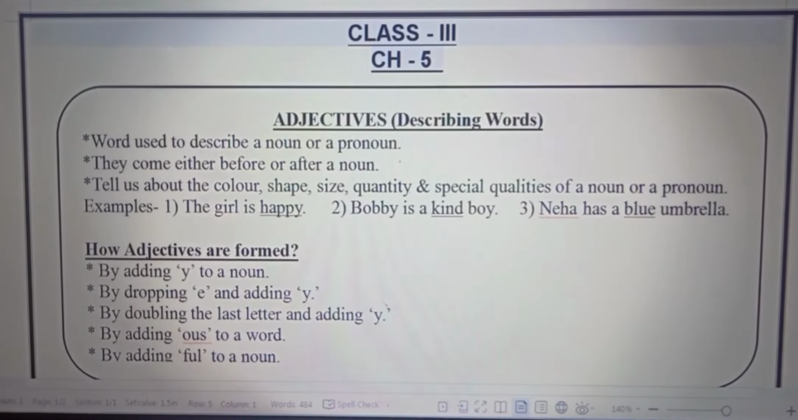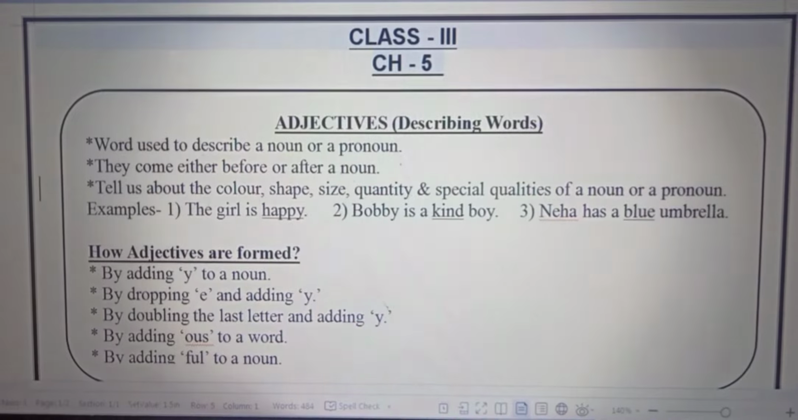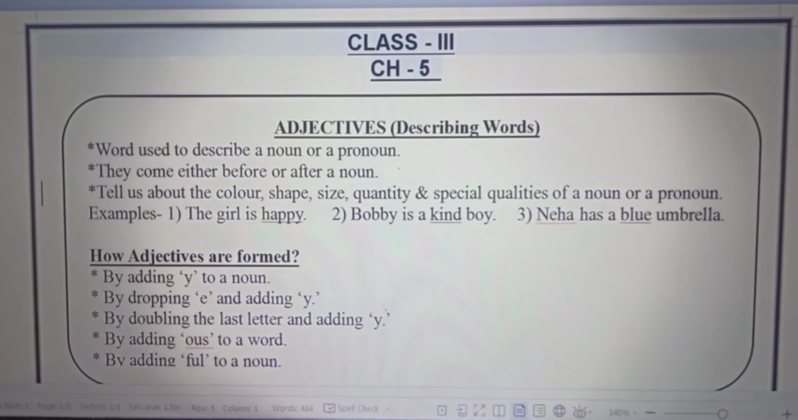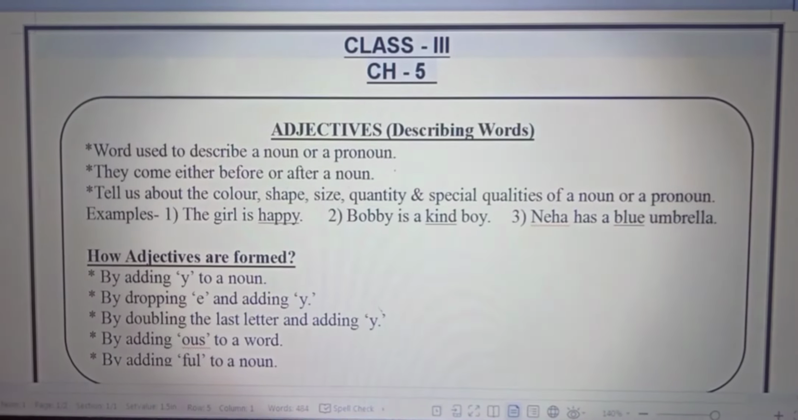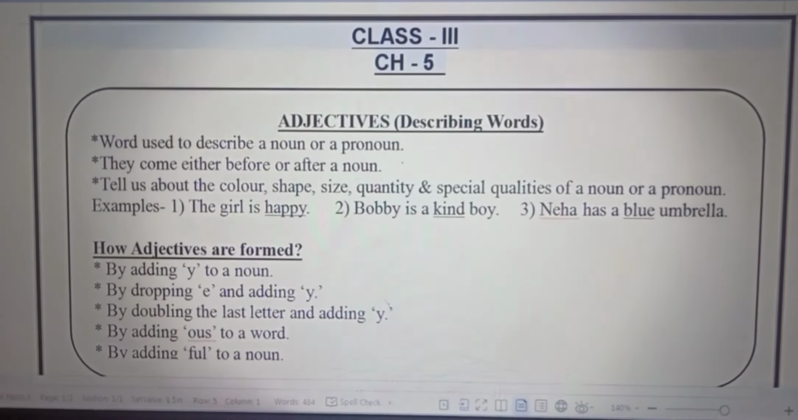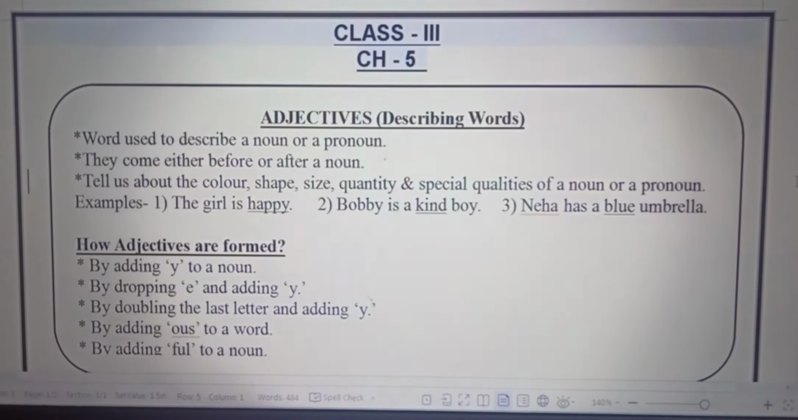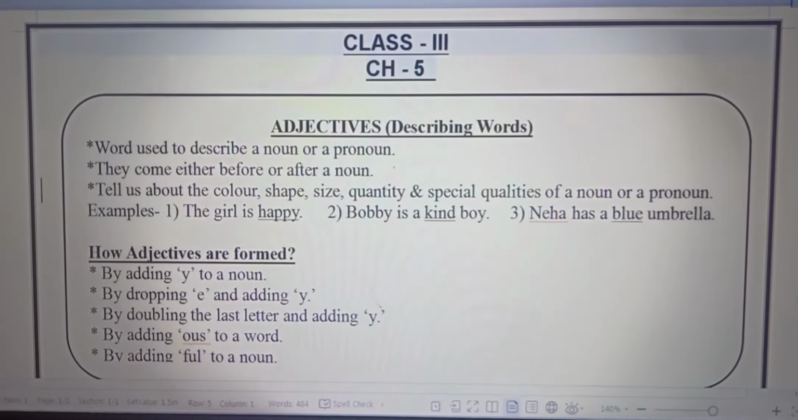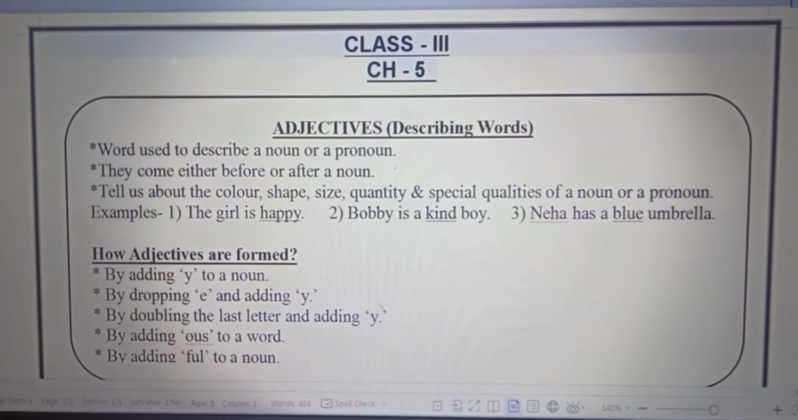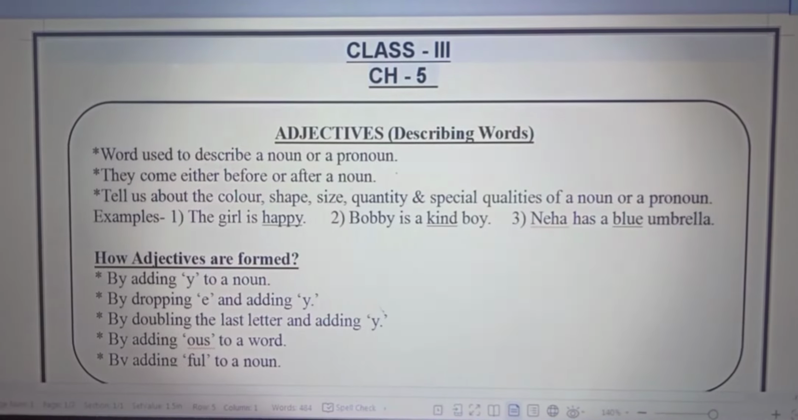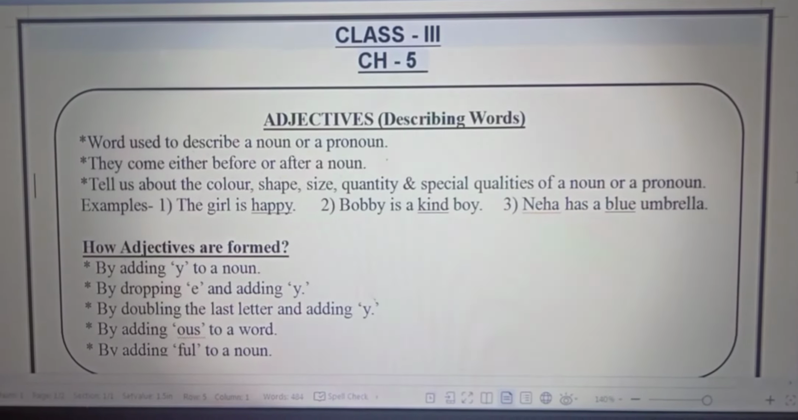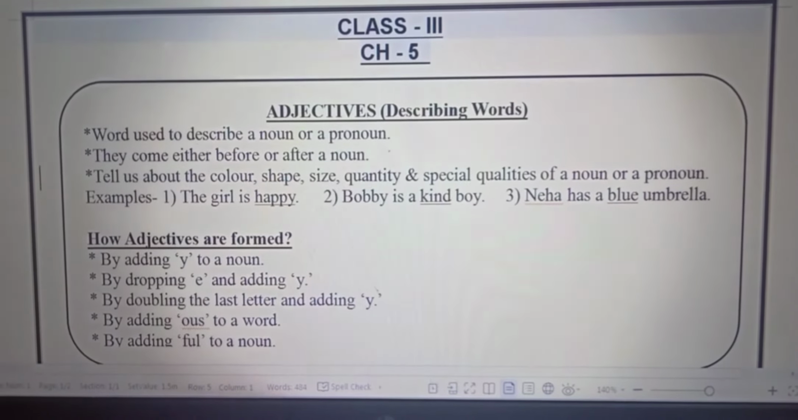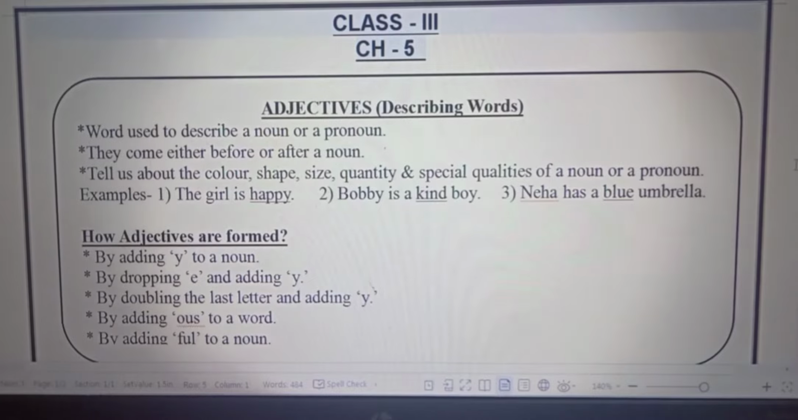Now the second point says that they come either before or after a noun. Adjectives can come before a noun, and they can come after a noun also in a sentence. Third point says that adjectives tell us about the color, that is pink, yellow, green, any color, shape, that can be round, oval, etc. Then size, quantity and special qualities of a noun or a pronoun. So adjectives describe these following things.